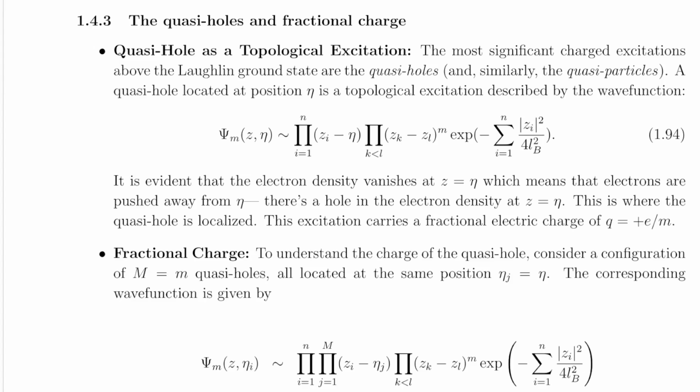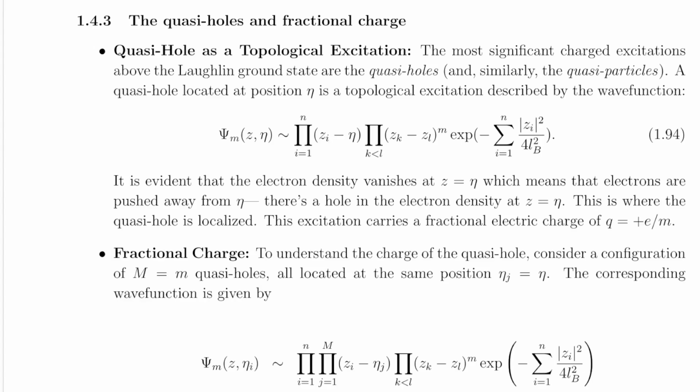A quasi-hole localized at a point, denoted by eta, modifies the wave function by introducing a factor that vanishes at that point. As a result, the electron density drops to 0 at eta. Electrons are repelled from that region. The quasi-hole is therefore localized where the wave function is suppressed. It behaves as a topological defect and carries a fractional electric charge equal to plus e over m.